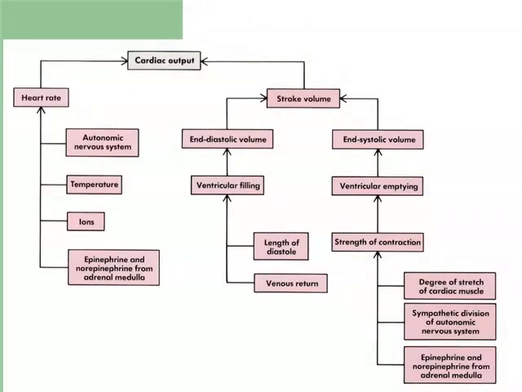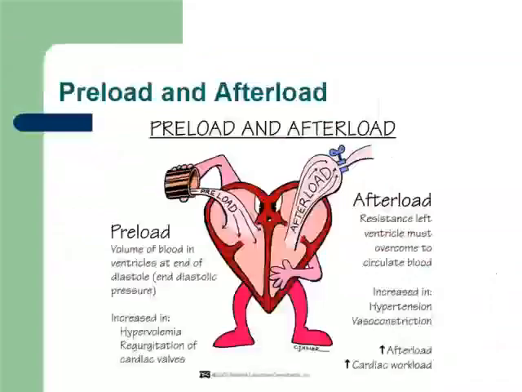This is a diagram showing cardiac output caused by heart rate and stroke volume, and the different things that affect heart rate and the different things that affect stroke volume. And we just talked about those rather extensively. This again is looking at preload and afterload. Preload is looking at the fluid going back to the ventricles. Afterload, trying to pump that blood out. And again, this is from the memory book.